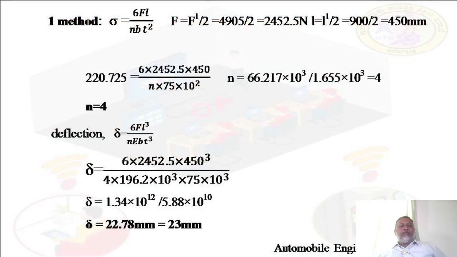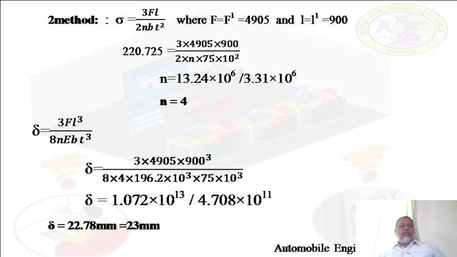After getting the number of leaves, that is 4, we'll go for deflection, that is given by 6FL cube by N EBT cube. So 6 into 2452.5 into 450 cube divided by 4 into 196.2 into 10 raised to 3 into 75 into 10 cube, that is T cube. The answer will be 22.78 deflection, which is equal to 23 mm.